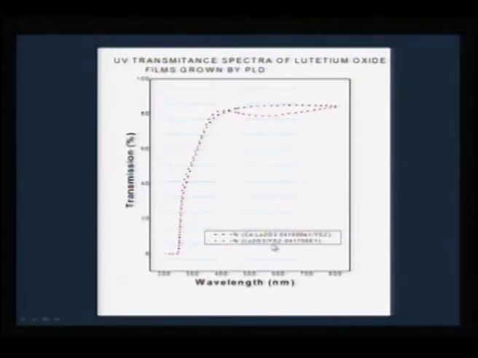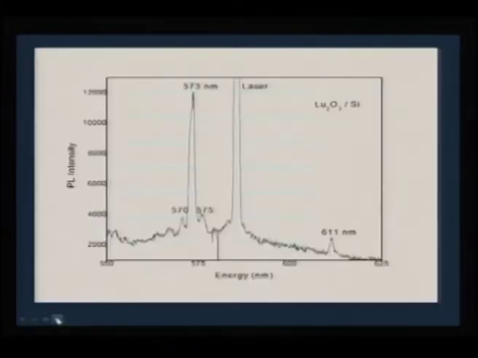Why do we use yttrium stabilized zirconia? Because the lutetium oxide cell constant is exactly twice that of yttrium stabilized zirconia, which is a cubic material. So in the next slide I will show you how good quality film we can make. But it's also surprising that you could see lutetium oxide grown on silicon showing such high laser action. This is the laser that is incident on the film, and this is the lasing light that is coming out of Lu2O3, which is grown by PLD.